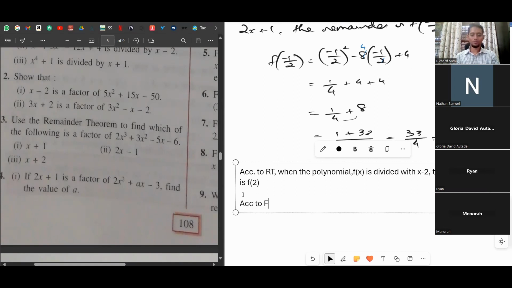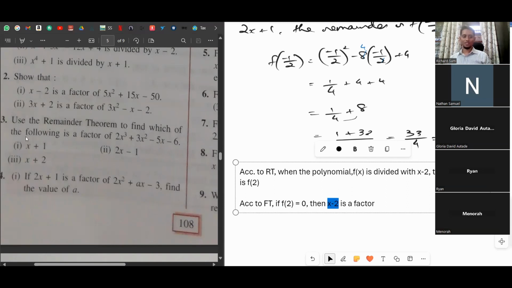According to the factor theorem, if f of 2 equal to 0, then x minus 2 is a factor. This is the factor theorem. We just said it the other way. The remainder theorem is just to find the remainder. The remainder theorem will give you the remainder. f of 2 is the remainder. What does the factor theorem say? If f of 2 is 0, then x minus 2 is a factor.